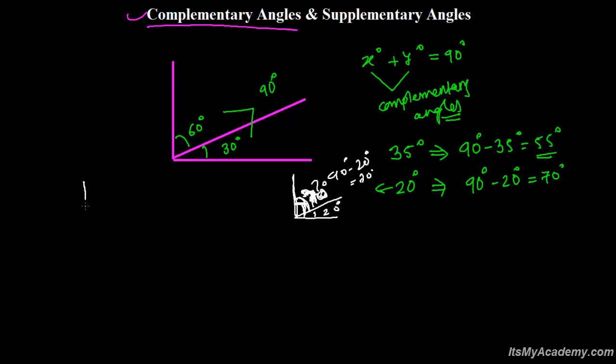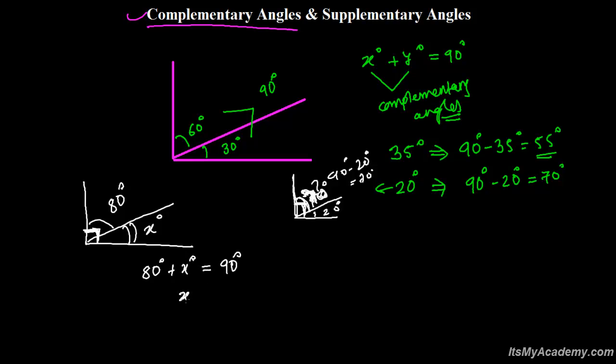Similarly, I want to give you one more example. Suppose this is 80 degrees, and I'm asking what is the complementary angle of this 80 degrees. You need to find the value of this, because for complementary angles the sum must be 90 degrees. Suppose this is x degrees. So 80 degrees plus x degrees together should form 90 degrees. So x will be 90 degrees minus 80 degrees, that is 10 degrees. So the complementary angle of 80 degrees is 10 degrees. This is all about complementary angles.